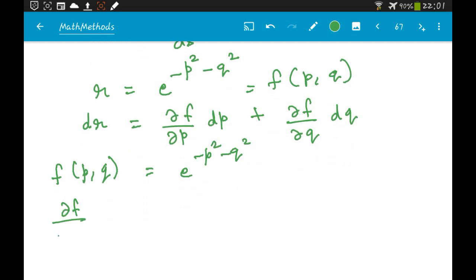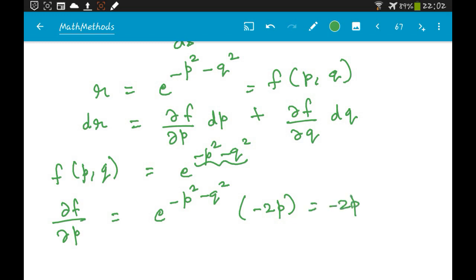So ∂f/∂p is nothing but, right? Now this is an exponential function. Differentiating an exponential will give back the exponential, that is the first thing. And now we have to differentiate this part. Differentiation with respect to p will give you -2p. So you are going to get -2p e^(-p²-q²).